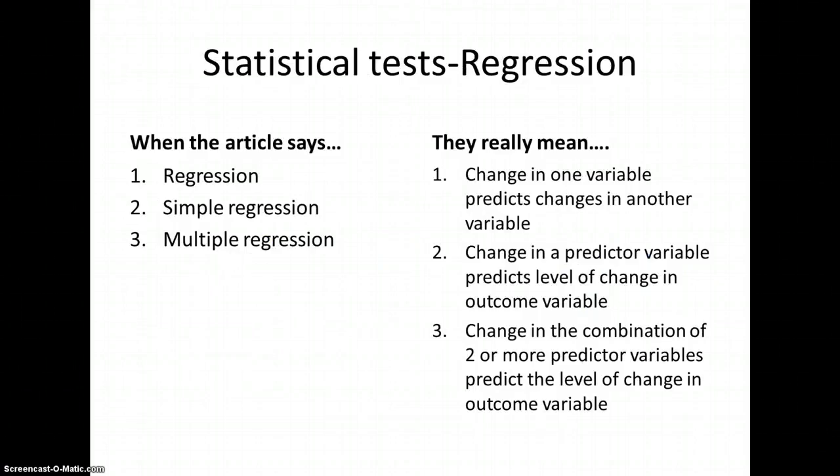Now, similar to correlations are your regressions. A regression is the change in one variable predicting the change in another variable. So a simple regression is changing the predictor variable changes the level of the outcome variable. With a multiple regression, a change in the combination of 2 or more variables changes the outcome variable.